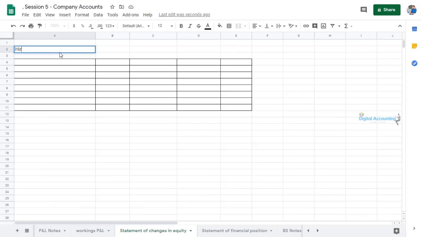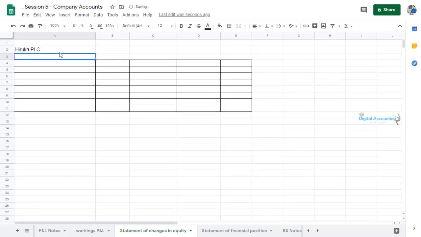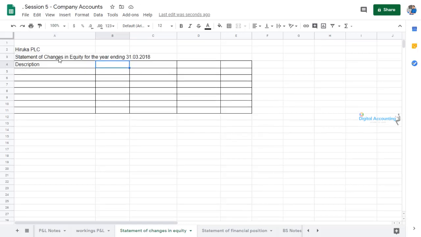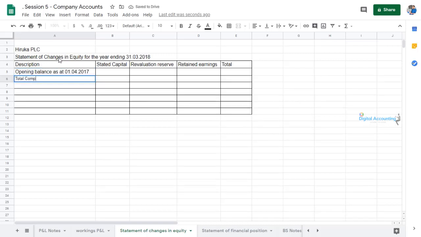So Hiruka PLC, changes in equity for the year ending 31st March 2018. Description. Here if you refer to the trial balance, we have stated capital, revaluation reserve and retained earnings. So normally we will have the opening balance as at 1st April 2017. When we calculate our total comprehensive income, we need to take our profit to retained earnings, and if there are any revaluation reserves, we have to take them here. Closing balance as at 31st March 2018.